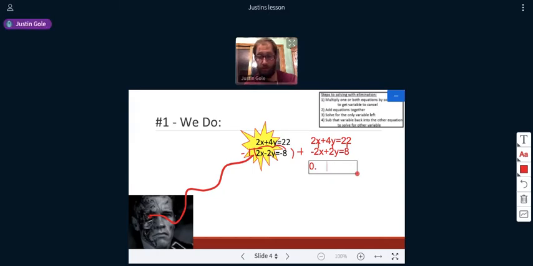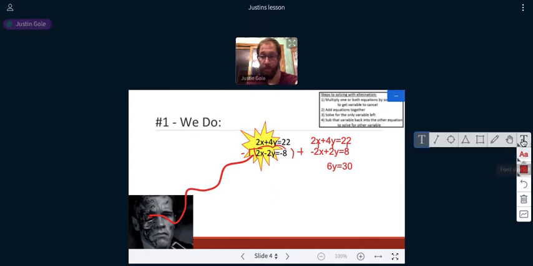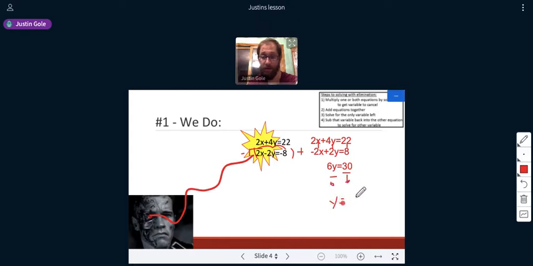Plus, so I don't necessarily need to write 0. I just did it to fill space. 6y equals 30. Now I divide by 6. Divide by 6. y equals 5.